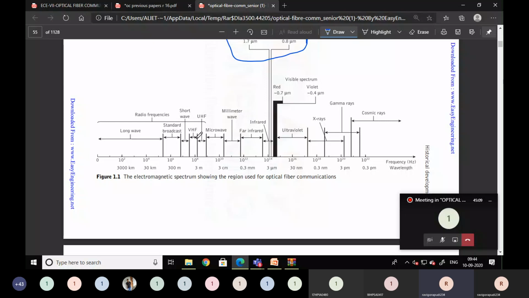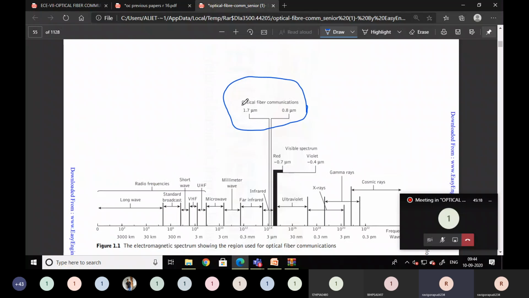Here also very low, very high frequency, ultra high frequency, millimeter wave frequency. These are all frequency bands. You may take any one, not a problem. This is our required optical fiber communication frequency range and wavelength: 10 power 14 to 10 power 16.